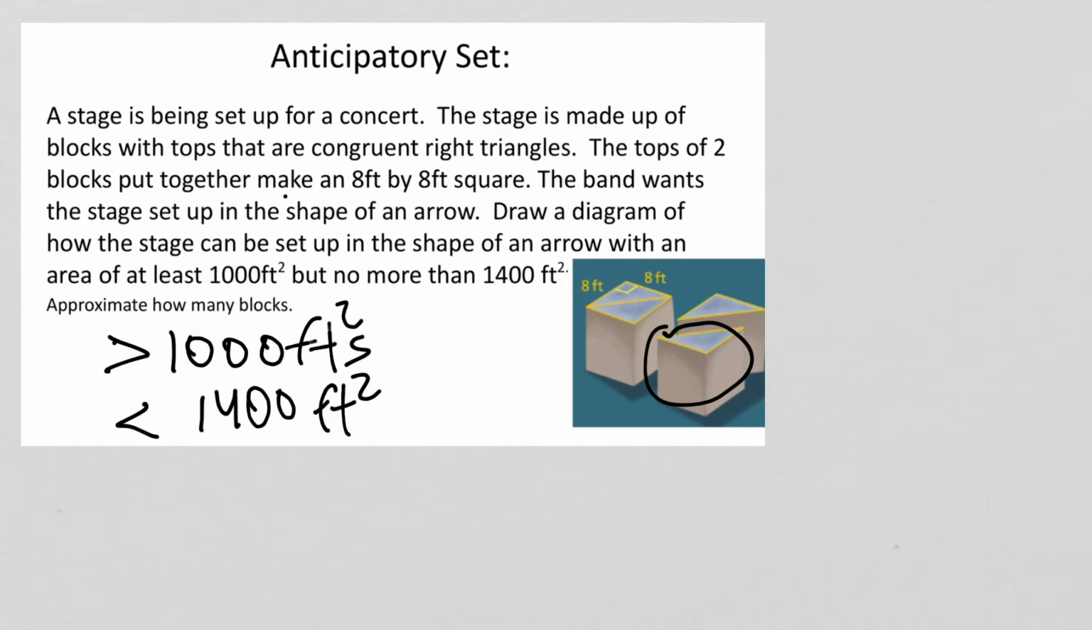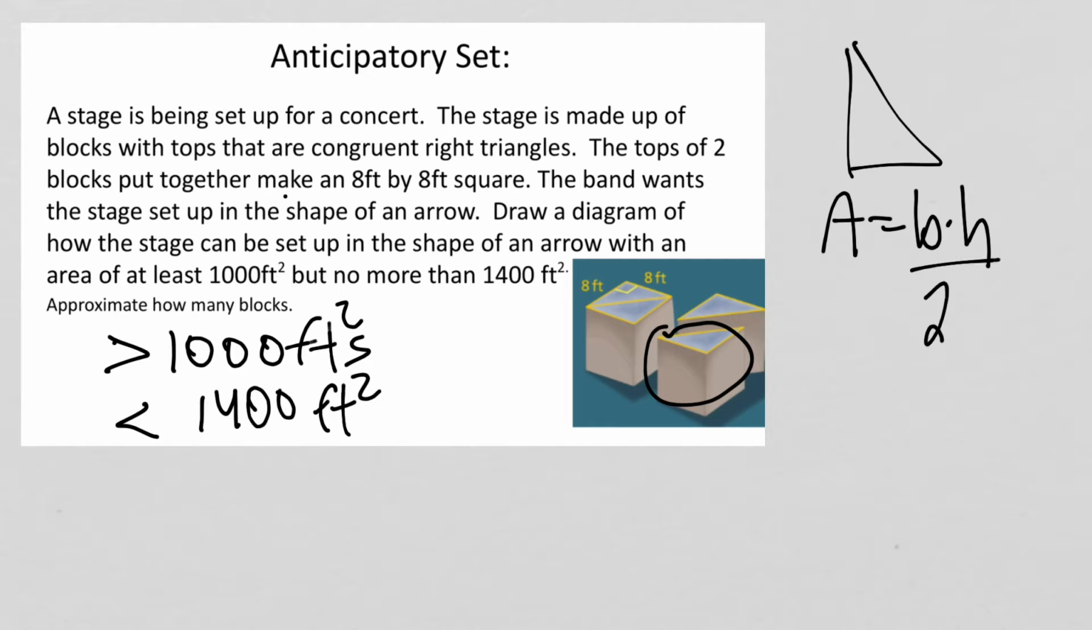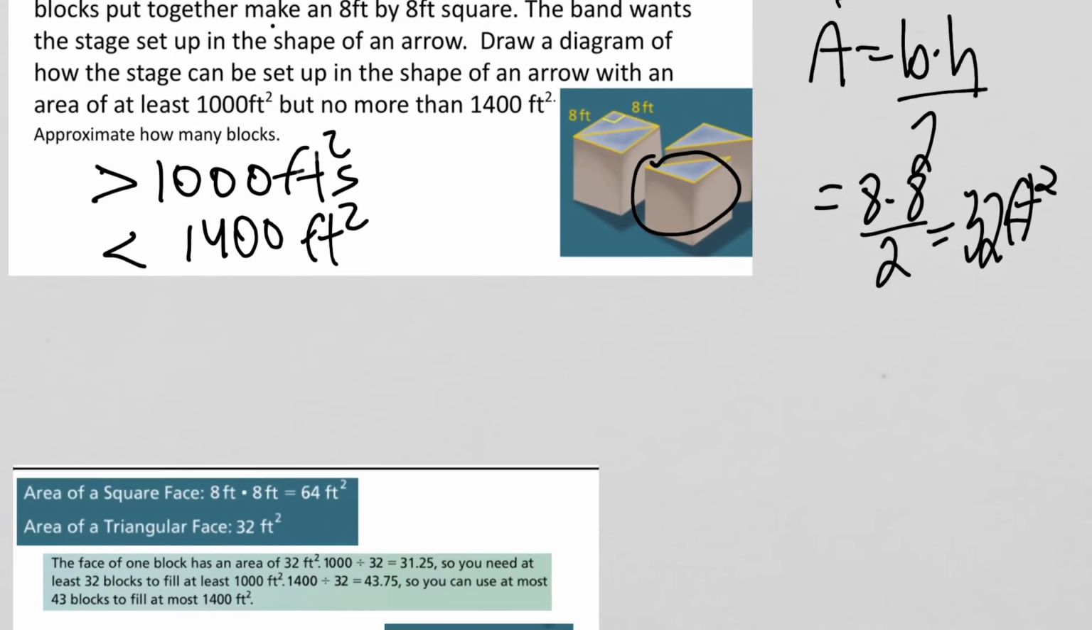So each block is a triangle, and we should know the area of a triangle as base times height divided in half. So if I plug in 8 times 8 divided in half, I get 32 feet squared for one block there. So I'm going to take my area and divide that by 32 for both.